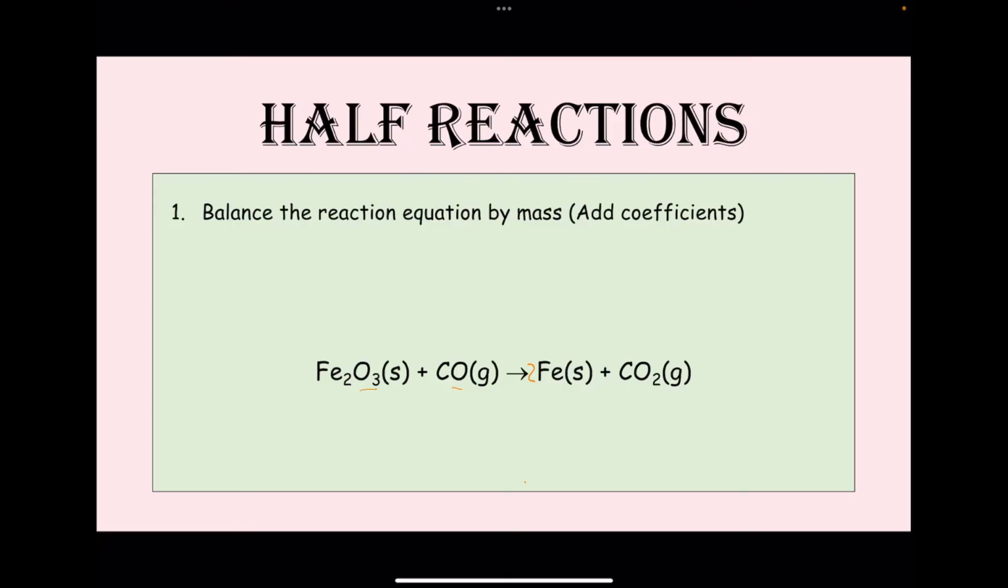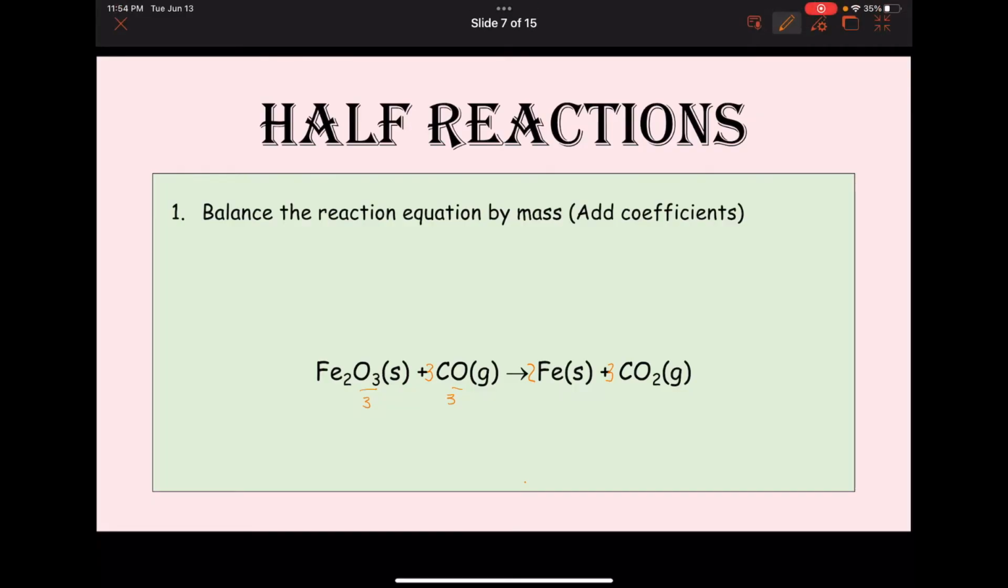So maybe let's try a 3. So what if I go ahead and make this a 3. Because we have 3 carbons there, we can put 3 carbons here. So now let's count our oxygens. We have 6 oxygens on the reactant side, and we have 6 oxygens on the product side.